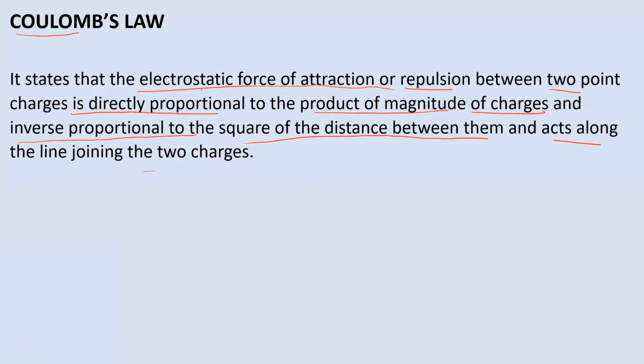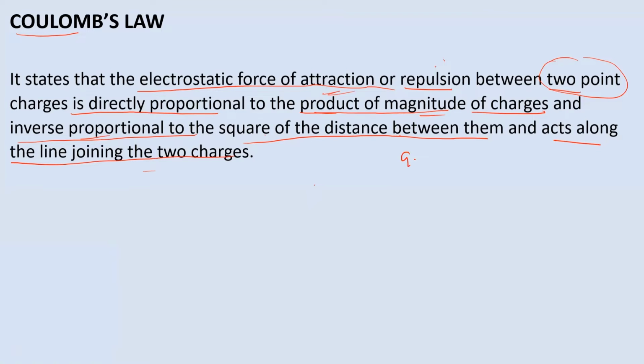So what it states is that the force can be either attractive or repulsive between two point charges. If they have like charges, then they will have repulsive force. If they are unlike charges, then they will have attractive force. That force is directly proportional to the product of magnitude of charges, and it is inversely proportional to the separation between the two charges. And this force will act along the line joining the two charges.